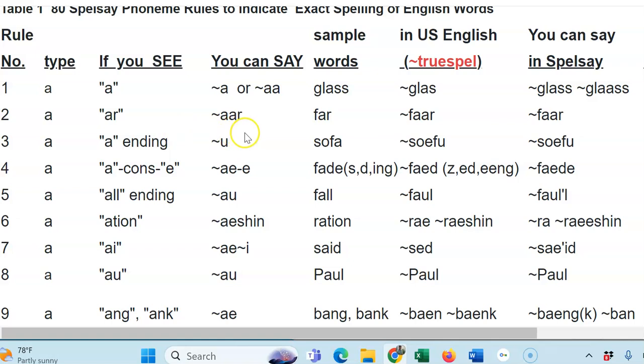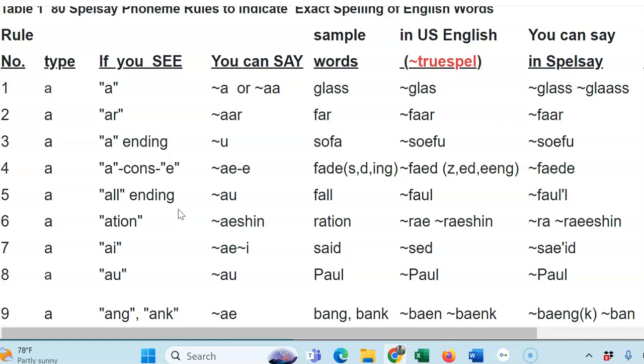AR is always the R with R. If you see A at the end of a word, it's always A. If you see silent E at the end of the word, separating A from a consonant, that's A. So for instance, fade or fades or faded or fading. It's always fade. You have to put that E in there if you see it.